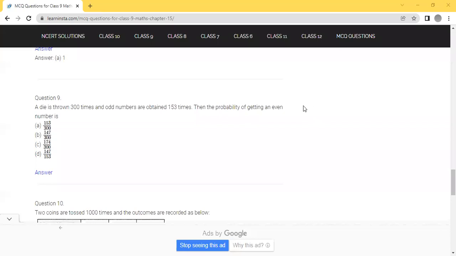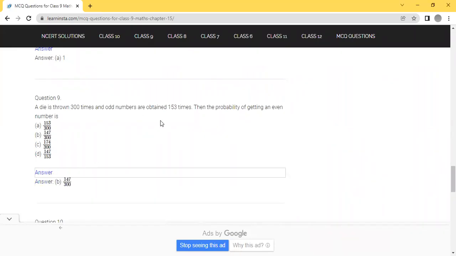Ma'am, option A, 153 upon 3. Read the question first. A die is thrown 300 times and odd numbers are obtained 153 times. Then the probability of getting an even number is? Yes, how will you get the even numbers? Ma'am, by subtracting 153 from 300. What will you get? 147. Yes, it's 147. Then what's the probability? Ma'am, 147 upon 300, option B. Okay, 147 over 300.